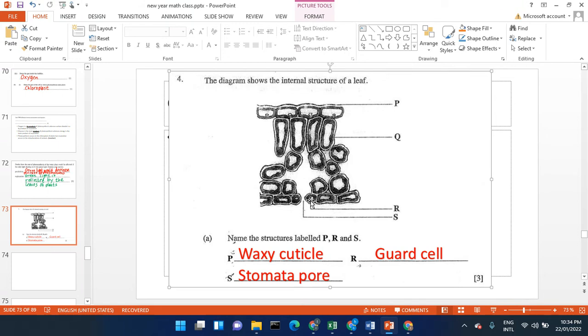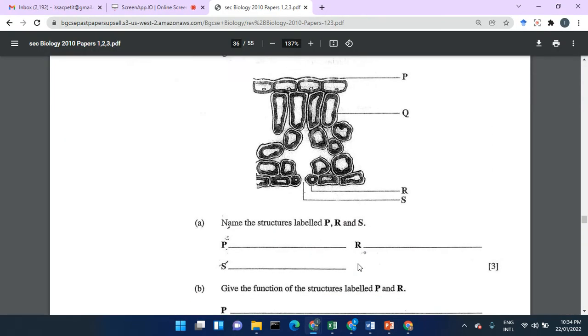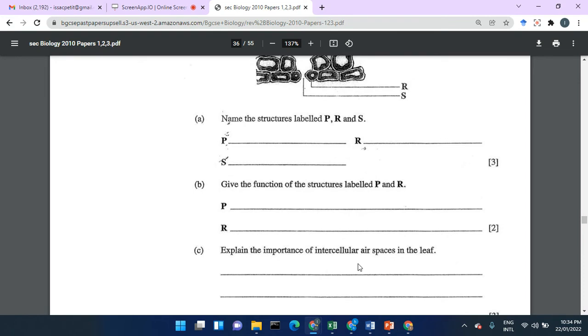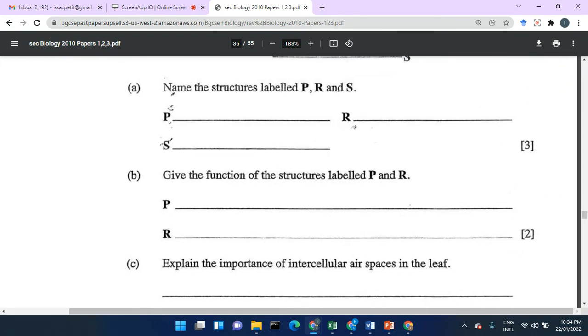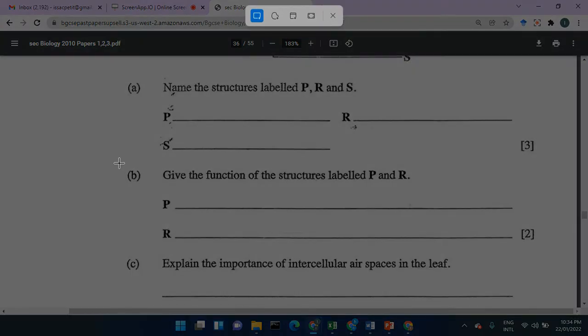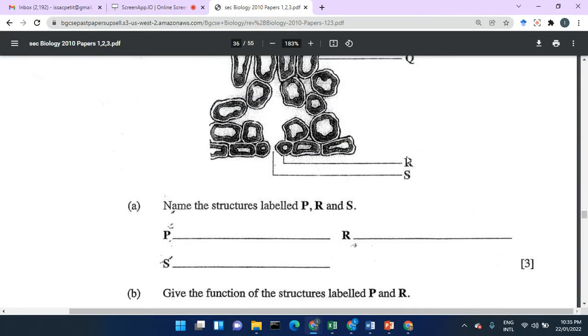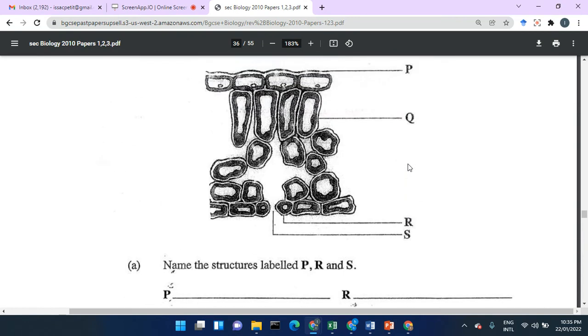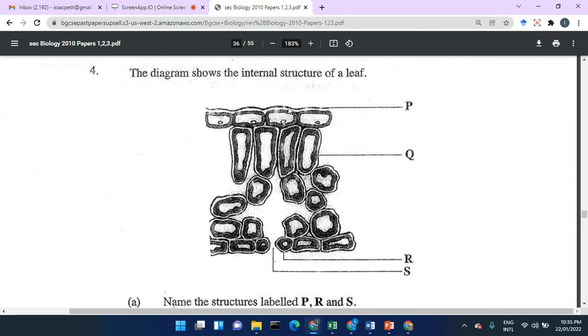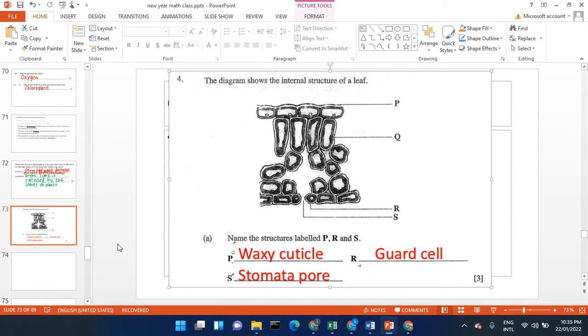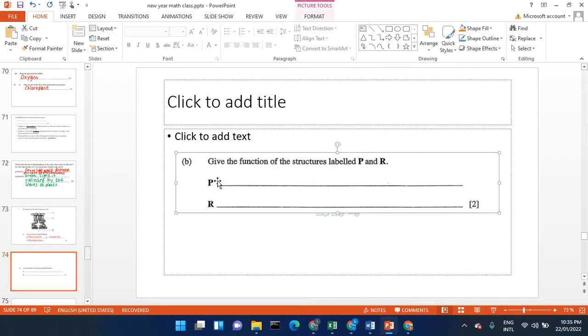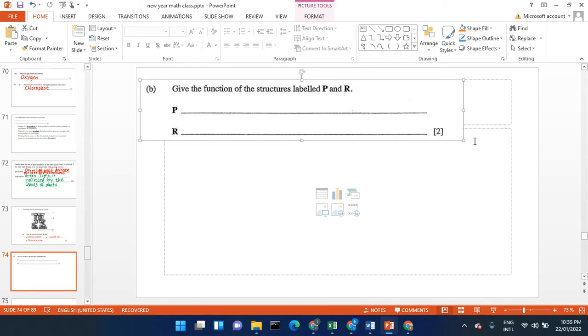So we know their names, but the question is, what is their function? What do they do? Why are they there? That's the next question. It says, give the function of the structure labeled P and R. So what is the function of the structure labeled P, and what is the function of the structure labeled R? Let's go ahead and answer that question.